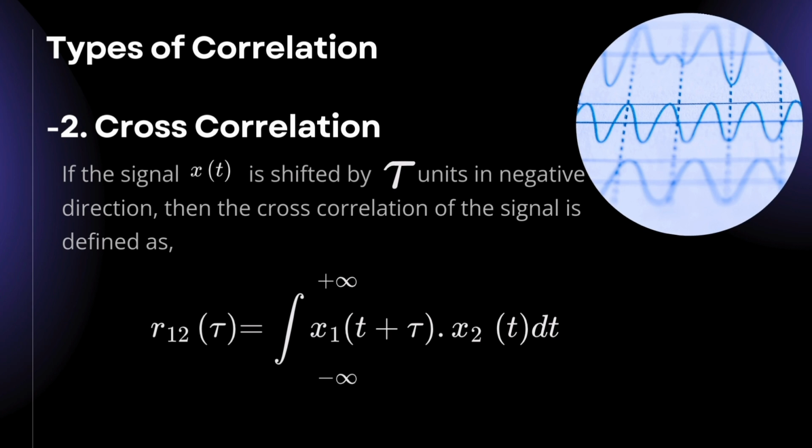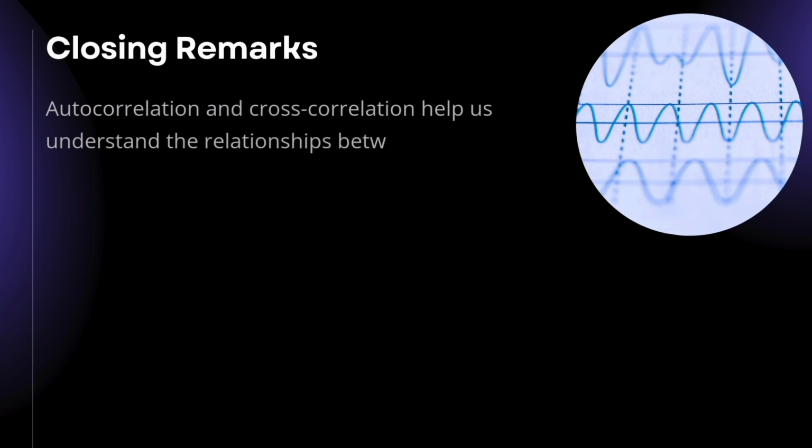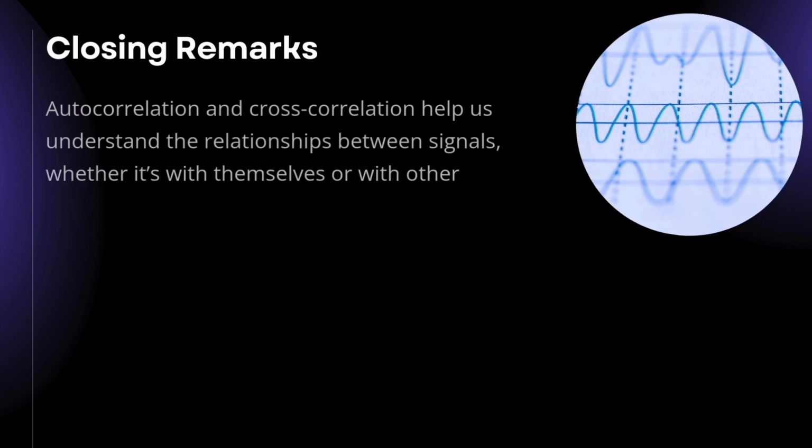To sum up, both autocorrelation and cross correlation help us understand the relationship between signals, whether it is with themselves or with others. These concepts are fundamental in fields like signal processing, data analysis, and even machine learning.